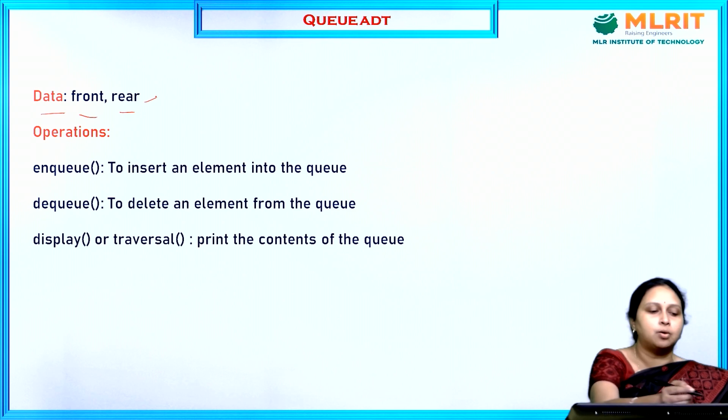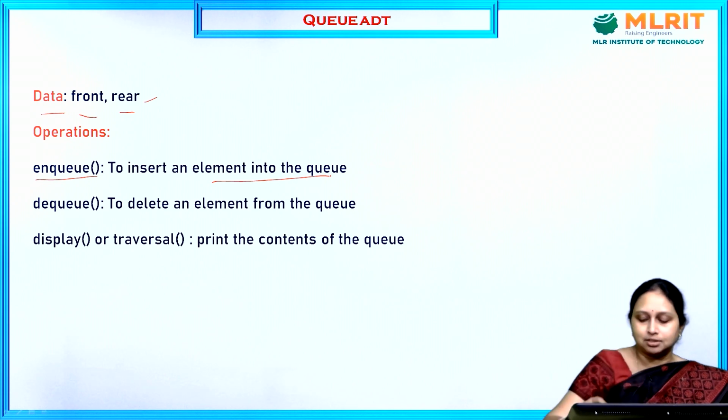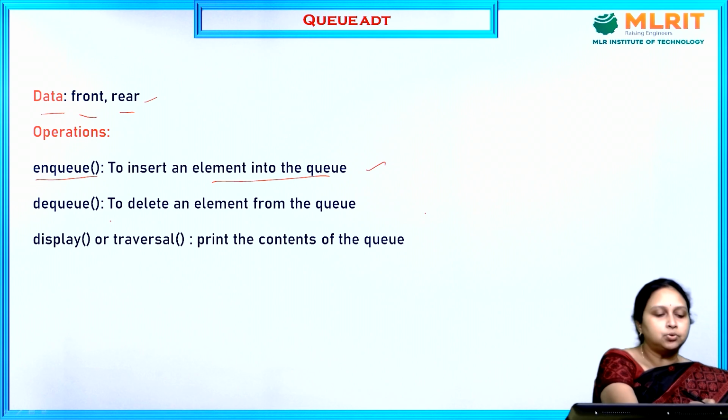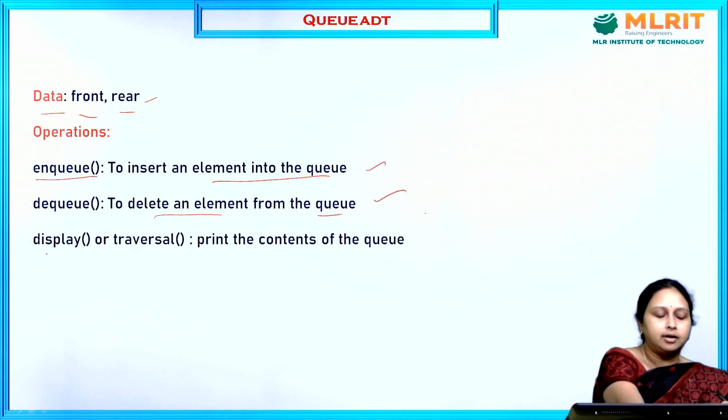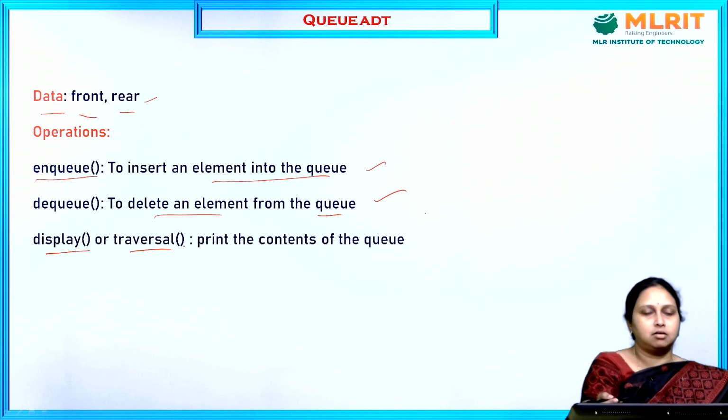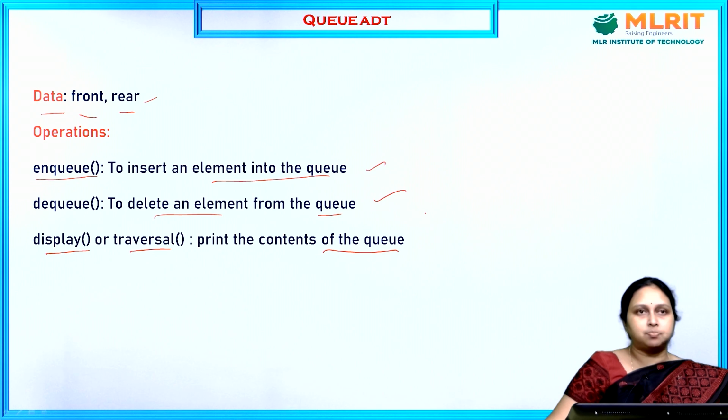What is NQ operation? NQ is nothing but to insert an element into the queue. DQ is to delete an element from the queue, and display is to traverse and display the contents of the queue, that is, the elements which are present in the queue. We will tell you about the display function. These are the three operations we perform on queues.